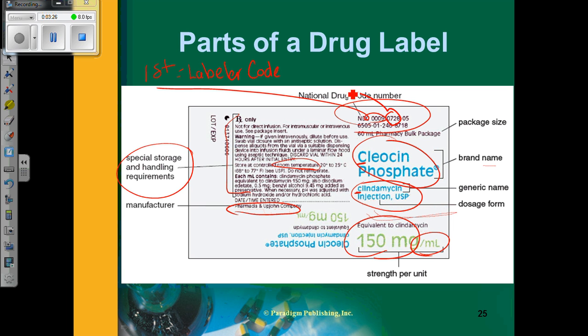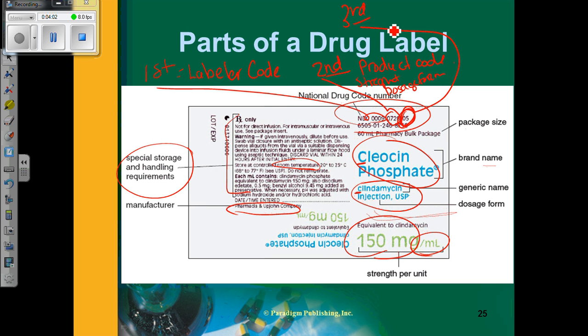Okay, the second set of numbers, if you look here, is what they refer to as the product code. That means it's going to tell you the specific strength of the medication, the dosage form, and the formulation by those numbers. So strength of the drug, dosage form, and formulation.